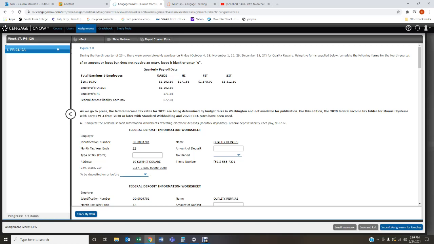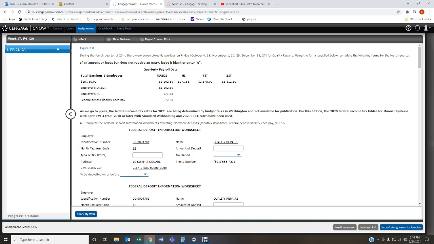So we are responsible to submit payment every pay period of $677.68. Everything is done for us here. We don't have to do much calculations. All of the information that we need has been provided. This is just a disclosure about the different information. When they printed this textbook, the 2021 information was not yet available, so they're still using the 2020 federal income tax tables. That's just for informational purposes.